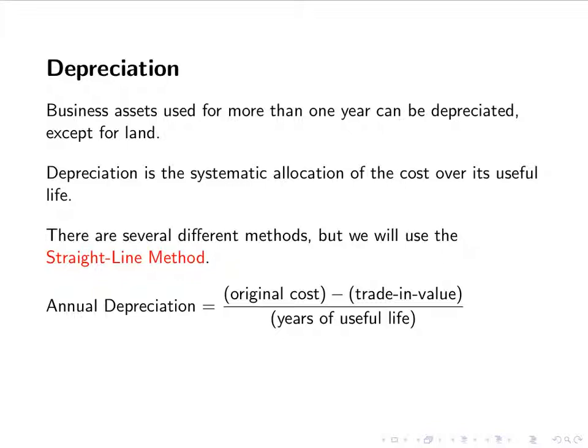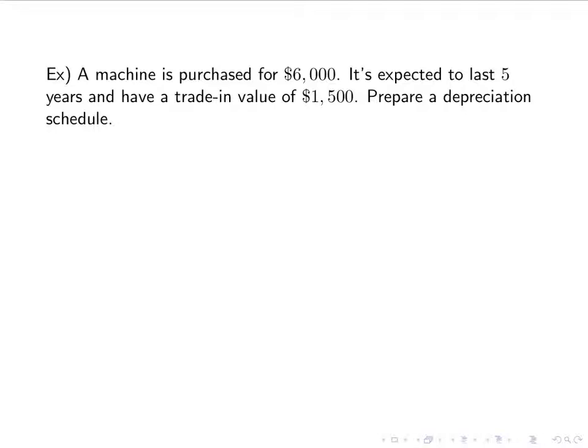What we do is we take the original cost, so how much we paid for the item, minus the trade-in value, which is how much I could get if I traded it in at the end, divided by its years of useful life, or how long I keep it. The trade-in value is sometimes called the residual value, and it's sometimes called the scrap value. So that's what we're going to do first.